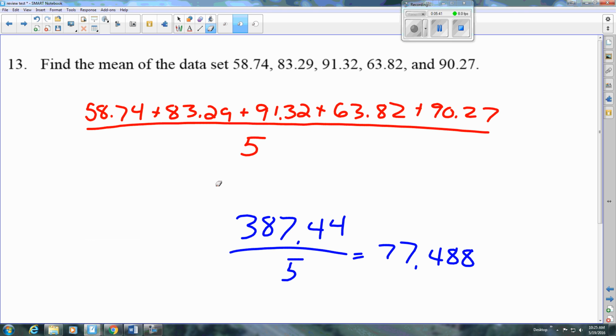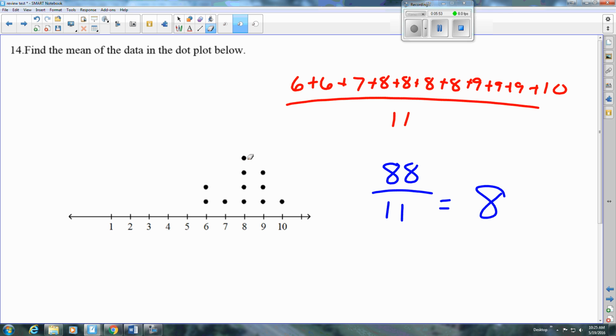Number 13, find the mean of the data set. You'd add them all up, divide by 5, you get 77.48, which is correct. Next question, find the mean of the data in the plot below. You'd add them all up: 6 plus 6 plus 7 plus 8 plus 8 plus 8 plus 8 plus 9 plus 9 plus 9 plus 10. Get 88 divided by 11 is 8.